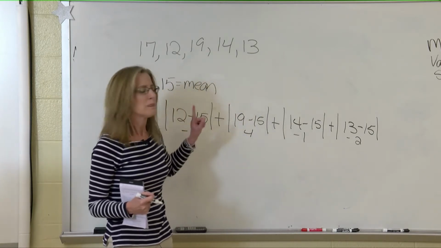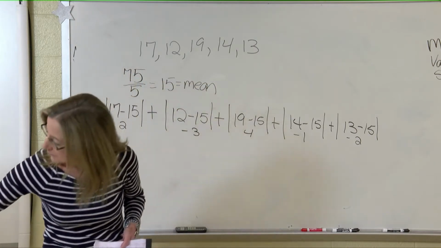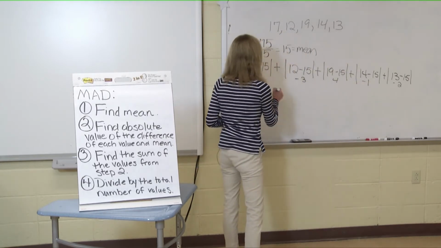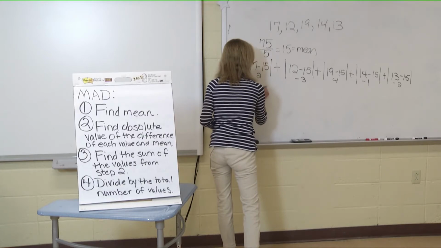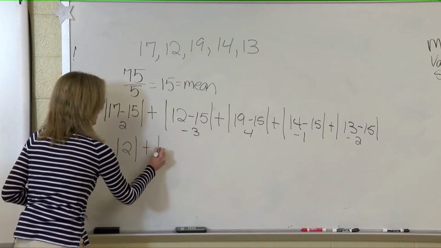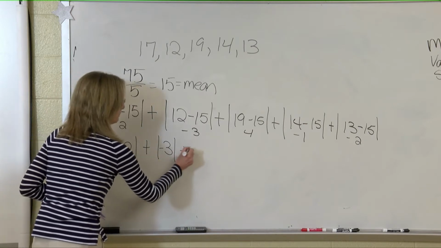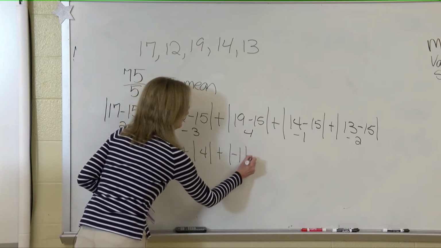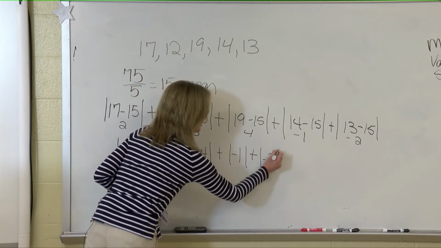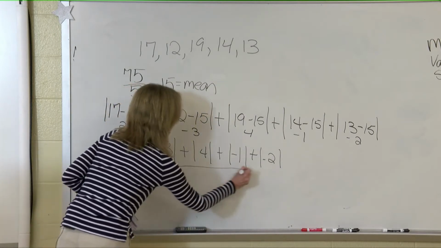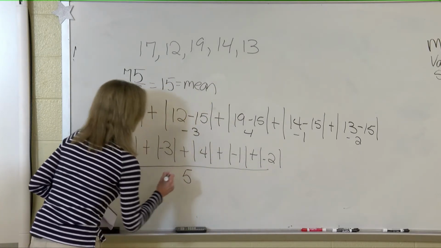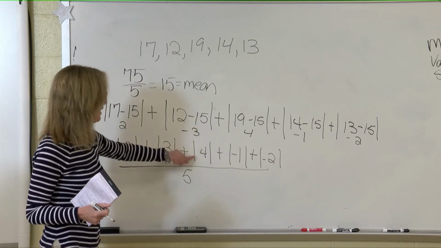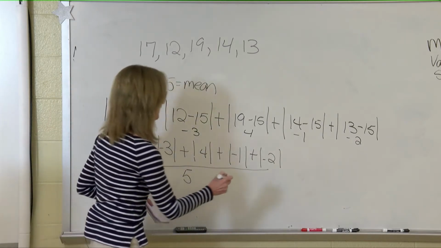That's perfect. My next step tells me to divide by the number of values. So I have the absolute value of 2 plus the absolute value of negative 3 plus the absolute value of 4 plus the absolute value of negative 1 plus the absolute value of negative 2, and I'm going to divide by 5. Now we all know that absolute value is a distance, so I'm going to take my positive values of all of this and add them together.